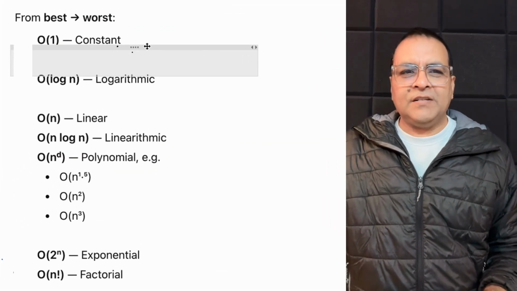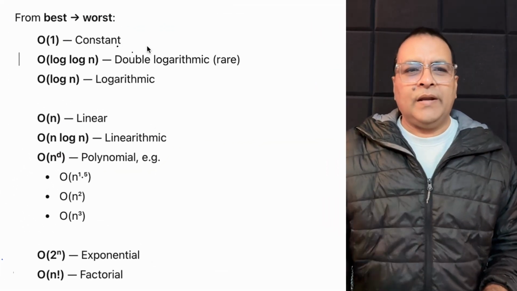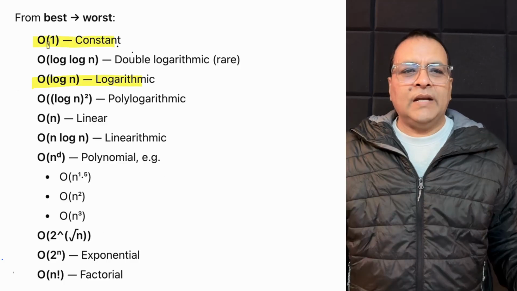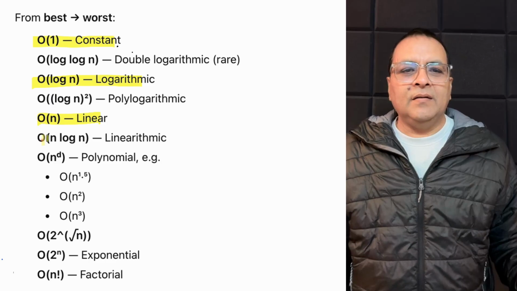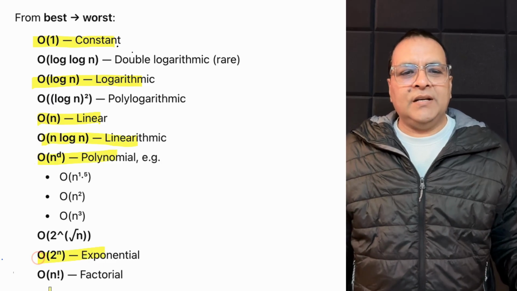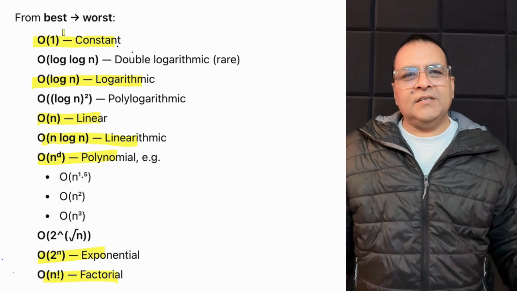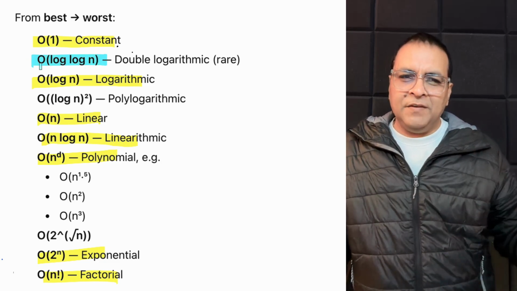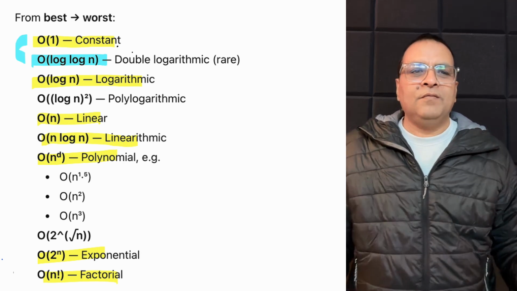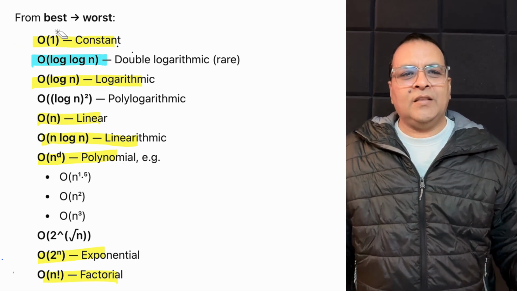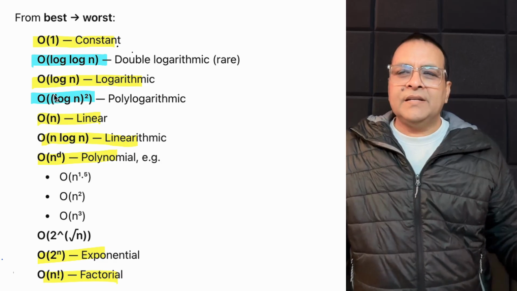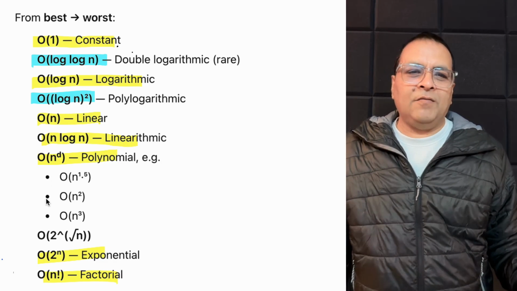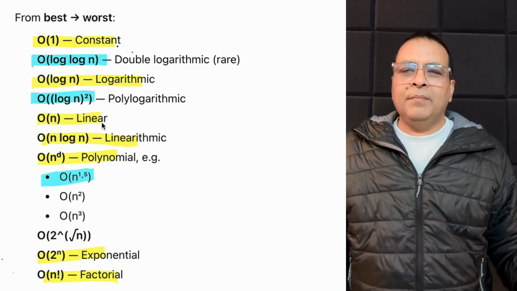As I said, these are the main functions, but there are combinations also. Like you can have log of log n. Similarly, you can have log n whole square. As I said, constant, logarithmic, linear, linearithmic, polynomial, exponential, and factorial are the main functions, but in between you can have log of log n. So log of log n stands in between the logarithmic function and the constant function, which means that it is greater than constant but less than logarithmic. Similarly, log square n is greater than logarithmic because it is the square of logarithmic, but it is less than linear. And any power of n which is greater than 1 will be greater than n log n.